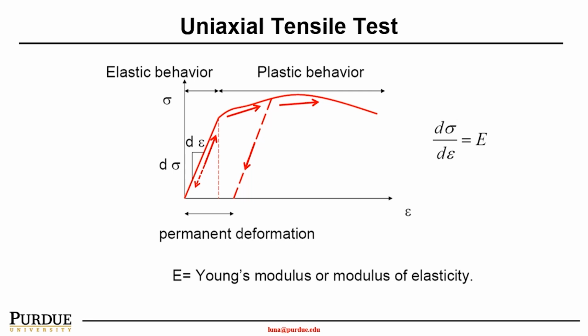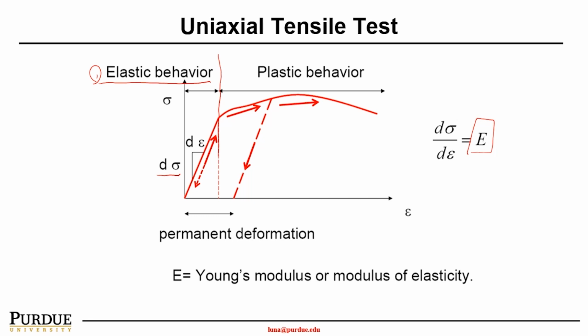For most materials, we expect the stress-strain curve to look like this, which includes two material behaviors. First, we call it elastic behavior, which is shown on the left. As you can see, an increase of the stress induces a linearly increased strain. And that relationship, d sigma over d epsilon, equals the modulus of elasticity, or Young's modulus.